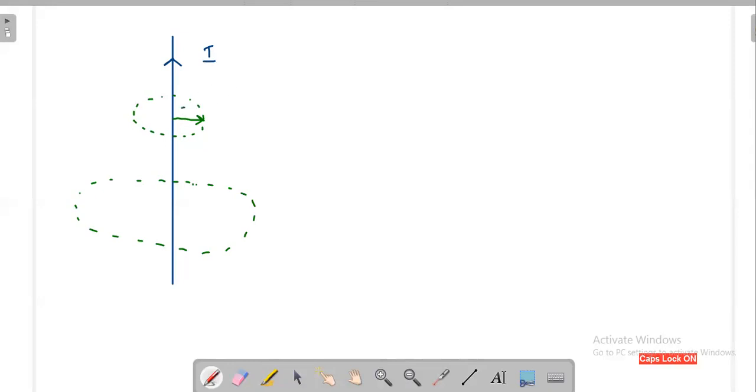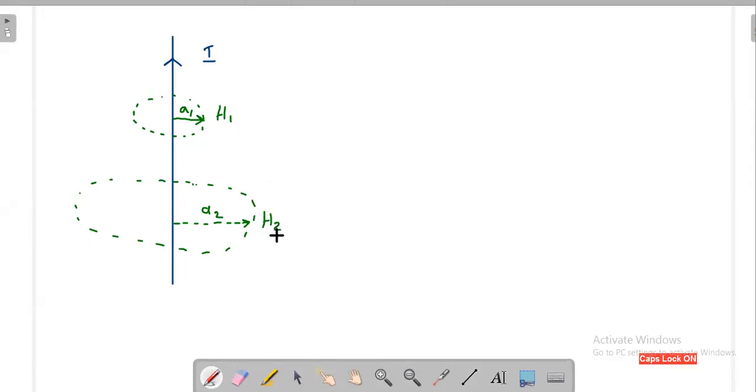In the first case, for an imaginary circle, the radius is A1. In the second case, for this imaginary circle, the radius is A2, where A2 is greater than A1. But in general, what is the magnetic field here? Here the magnetic field is H1, here the magnetic field is H2. It is very clear that once you are far away, your magnetic field will reduce.